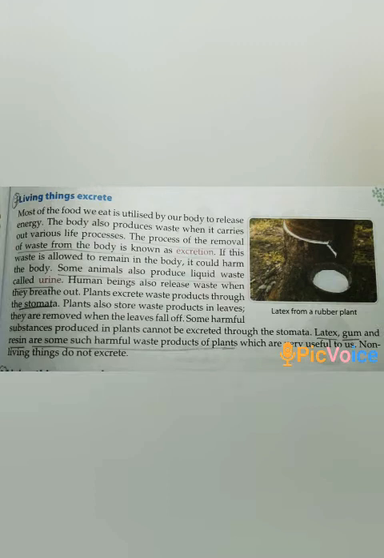Some animals also produce liquid waste called urine. Human beings also release waste when they breathe out. Plants excrete waste products through the stomata. Plants also store waste products in leaves. They are removed when the leaves fall off.